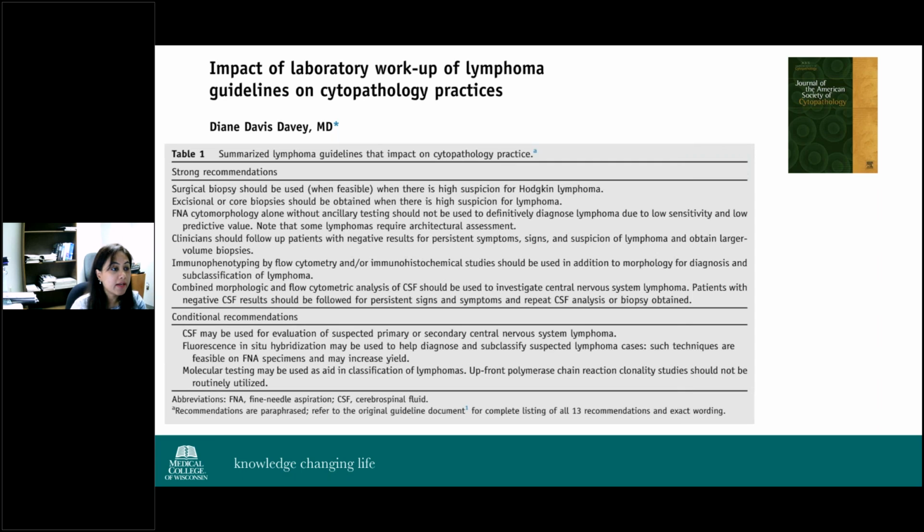Again, if you look at the recommendations, we see that surgical biopsy is usually preferred when there is a high suspicion for Hodgkin lymphoma. Excisional or core biopsies should be obtained when there is a high suspicion of lymphoma. However, a touch prep or an FNA can help at that time to determine the adequacy and to at least have a preliminary diagnosis. Again, the role of ancillary studies like flow cytometry and immunohistochemistry is very important.